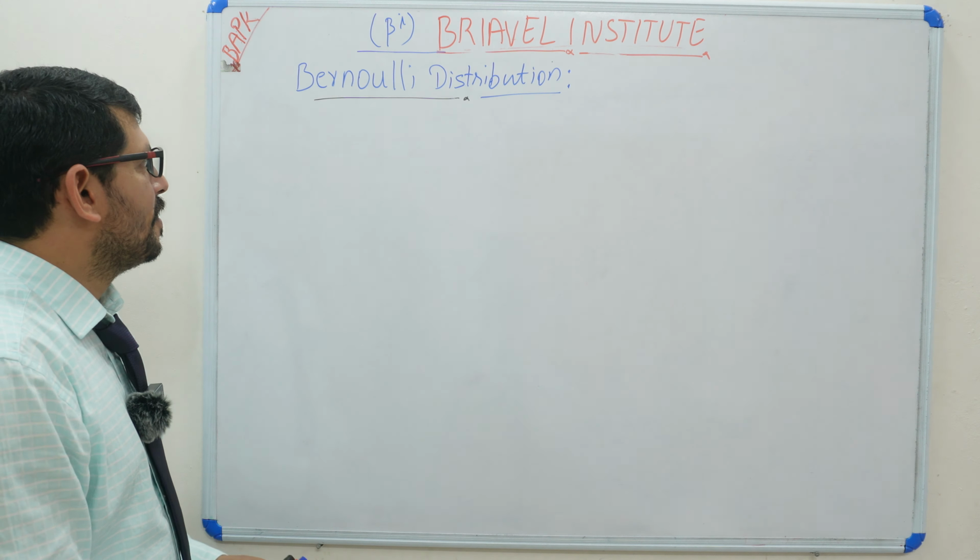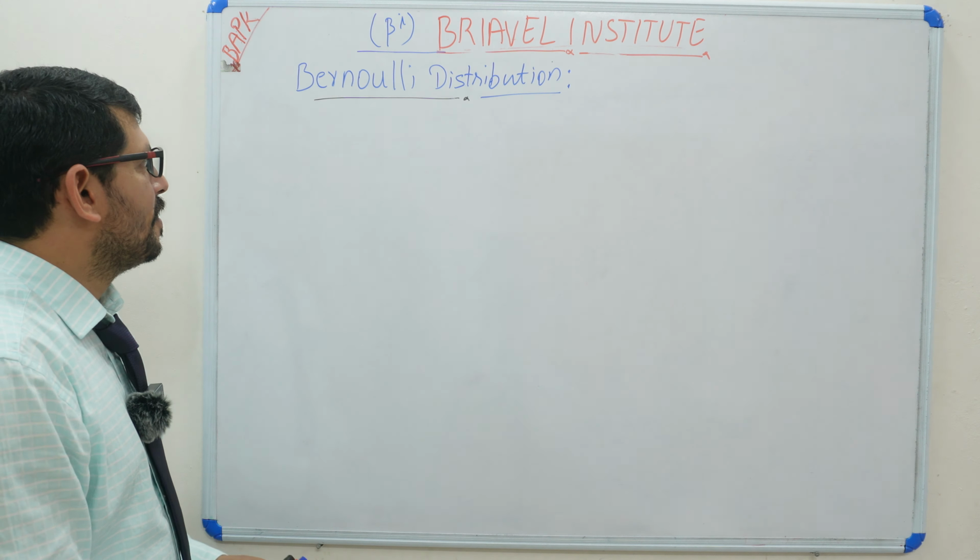What is the Bernoulli distribution and what are Bernoulli trials? We can start with an example. We have an experiment. For any probability distribution, we have some experiment, and after the experiment we get an outcome. In Bernoulli trials, after this experiment, we get the outcome.